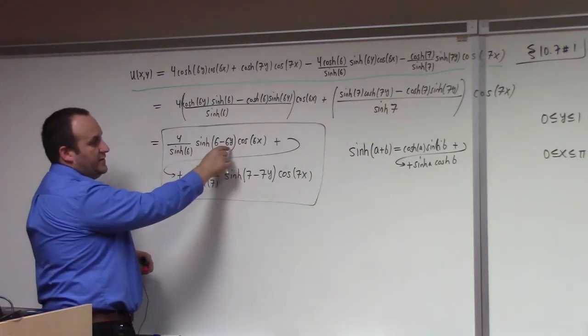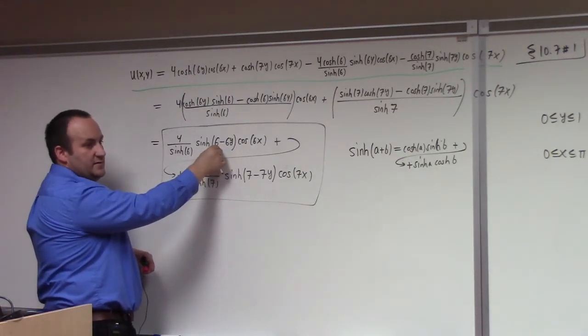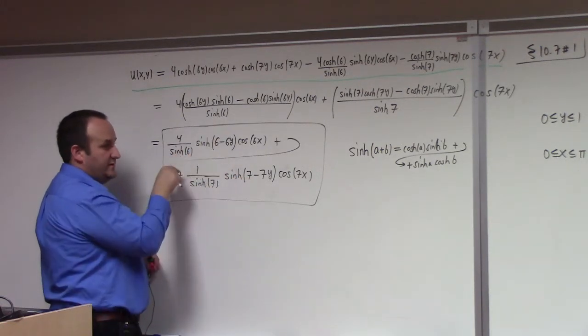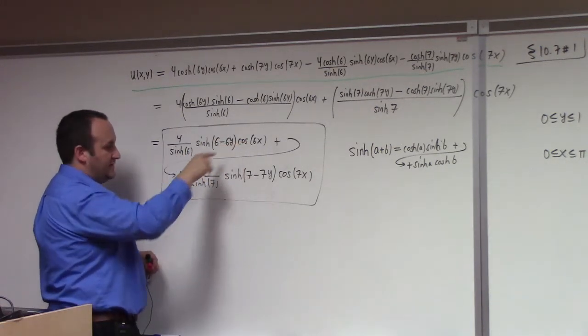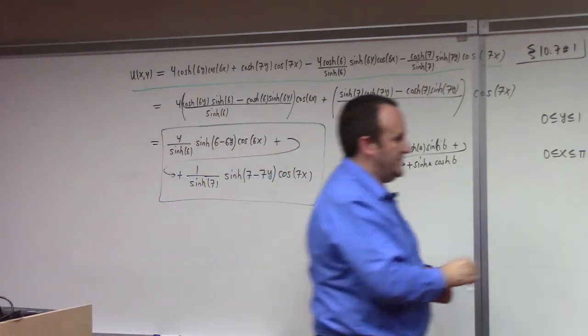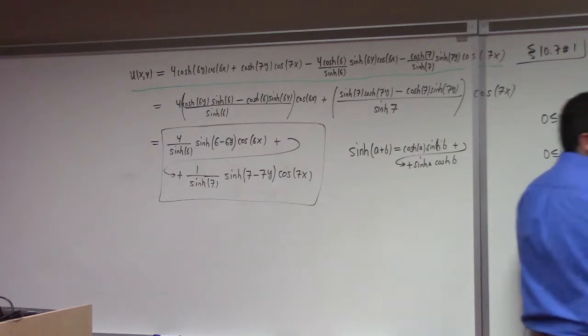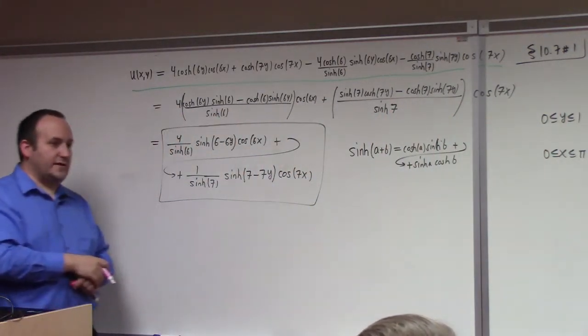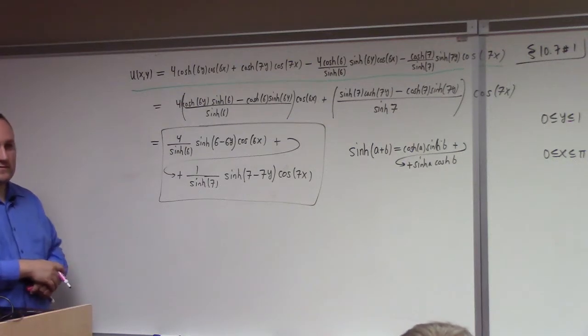But y equals 0, we get sinh of 6. We get sinh of 7. Cancels. Cancels. Leaves us with 4 cosine 6x plus cosine 7x, which is this guy. So indeed, this fits the boundary conditions as advertised.